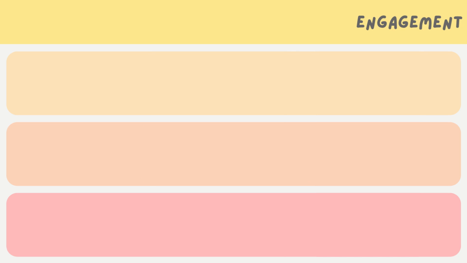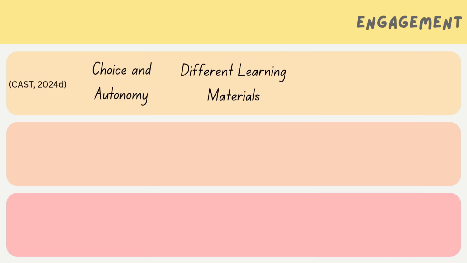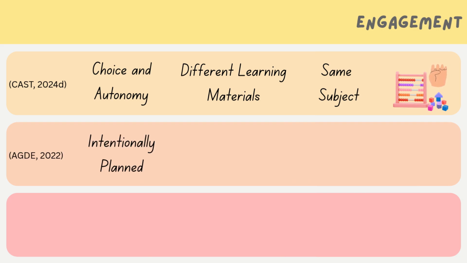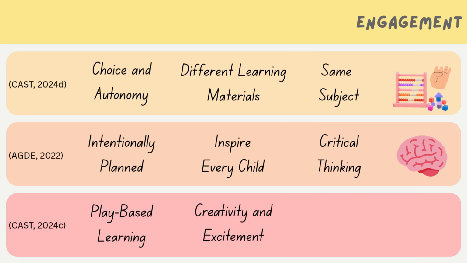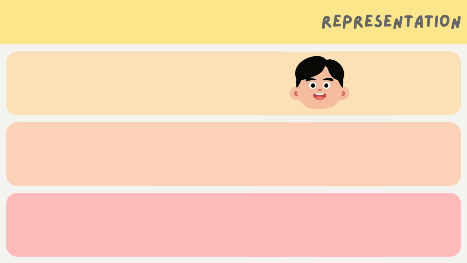I encourage Ahmed's choice and autonomy by providing an array of learning materials relating to the same subject area, also doing the same for the whole class. This is intentionally planned to inspire every child's decision-making process and critical thinking. I also adopt a play-based learning approach to foster creativity and excitement in a variety of ways, because play is for everyone. My instructions are shared in more ways than just the spoken word.